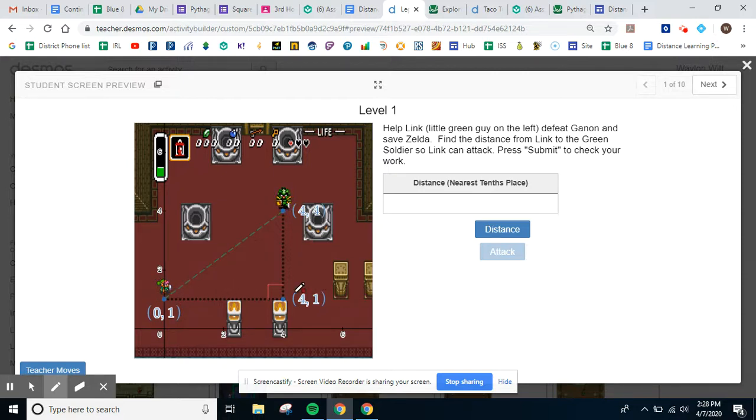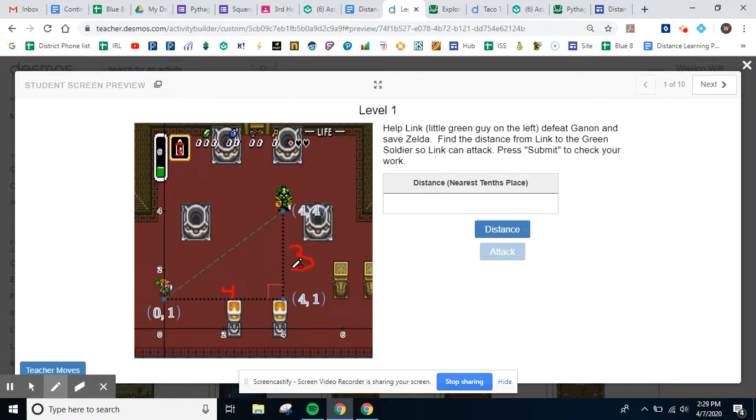So from here to here, going from 0 to 4, that's a change of 4. So the side length here is 4. And then here we're going straight up and down, right? That's why the x's aren't changing. I'm not moving side to side at all. And then a change from 1 to 4 is a change of 3.